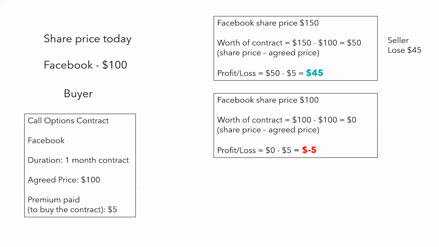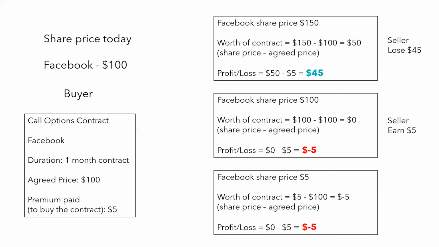Now, if, for example, Facebook share price doesn't move and stays still at $100, the worth of the contract is $0. Why? Because the share price, which is $100, minus the agreed price is $0. So your profit and loss for this contract is -$5, whereas your seller will earn $5 from it.